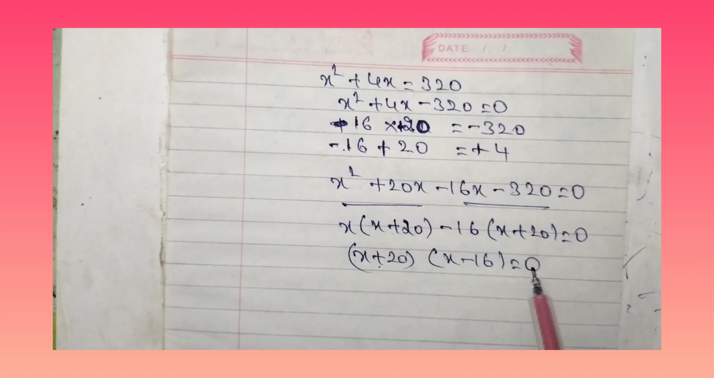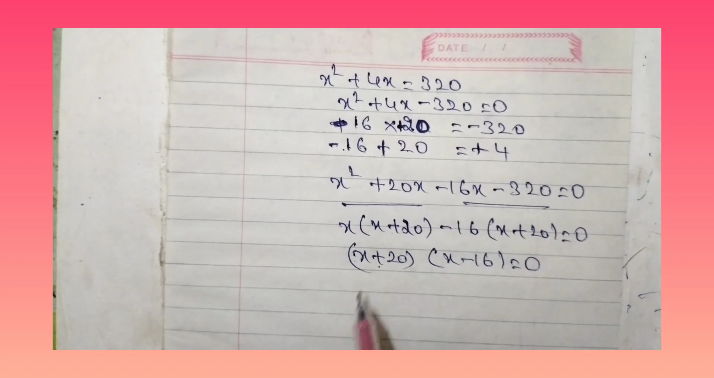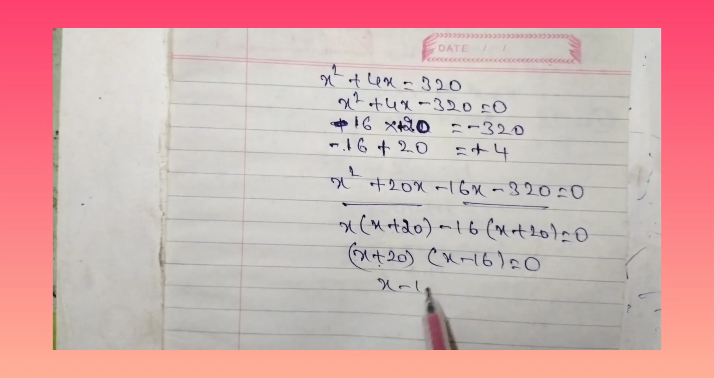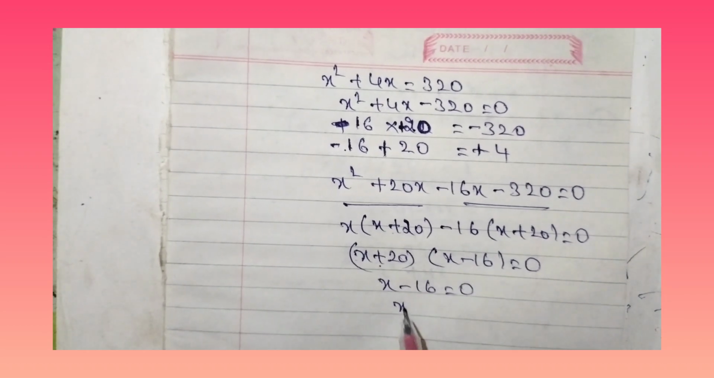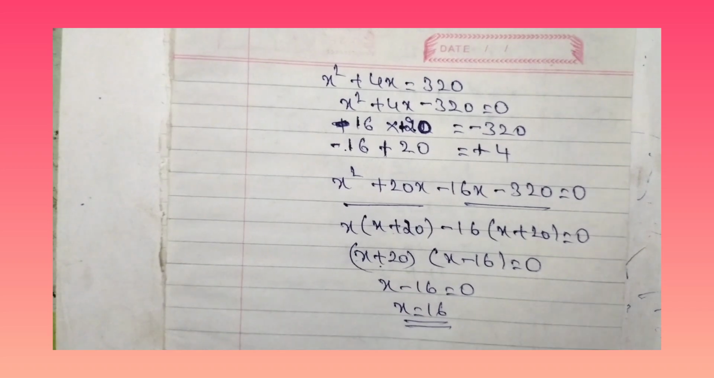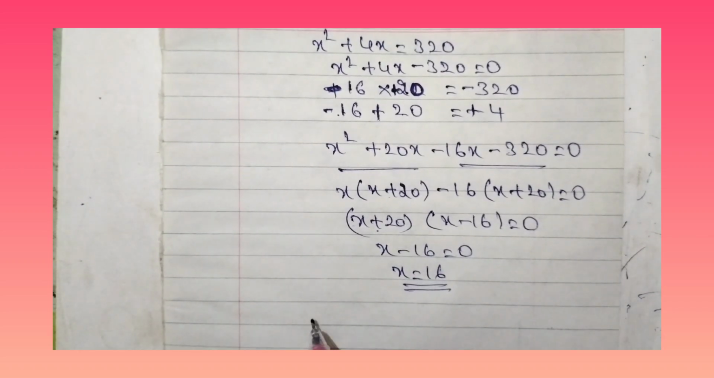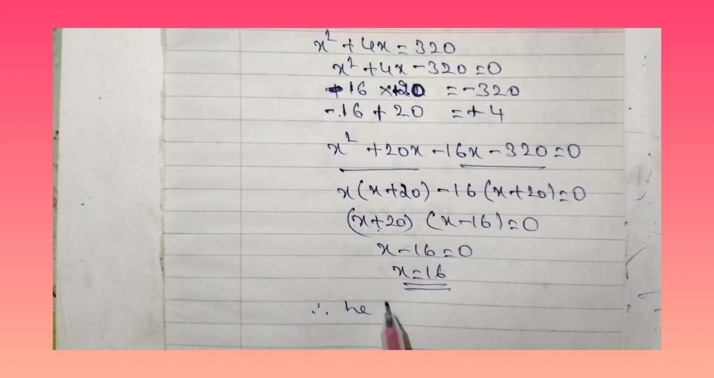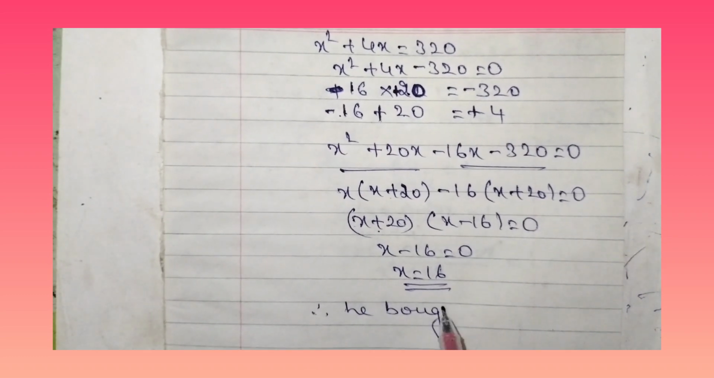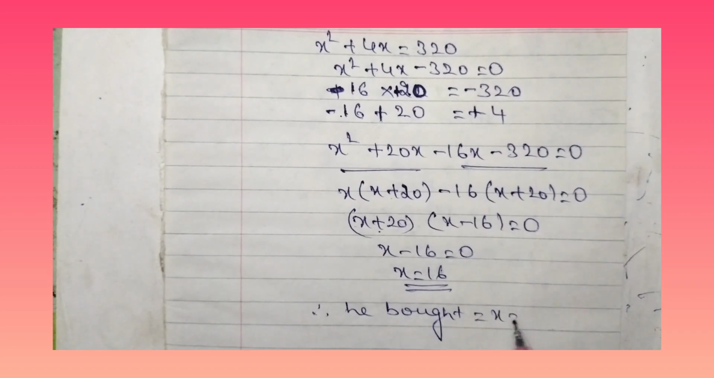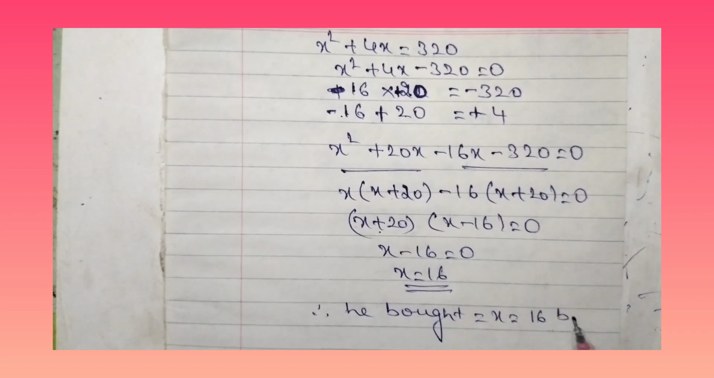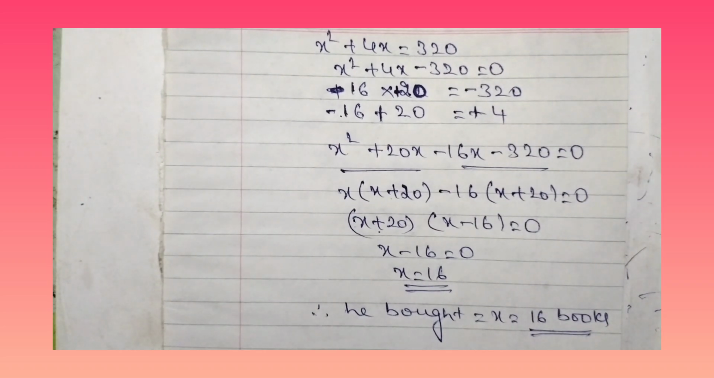If I equate x plus 20 to 0, then we'll get minus 20. We have taken x as the number of books, therefore it is not negative. So x minus 16 will be equal to 0. x is equal to 16. He asked how many books did he buy. Therefore he bought x, that is equal to 16 books.